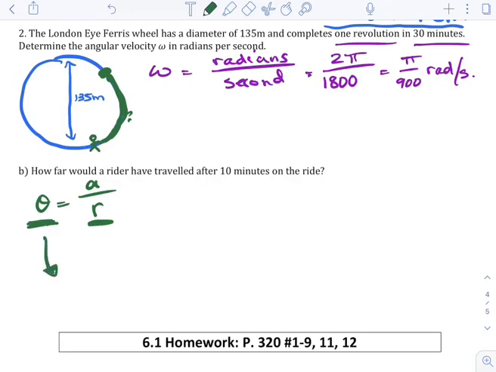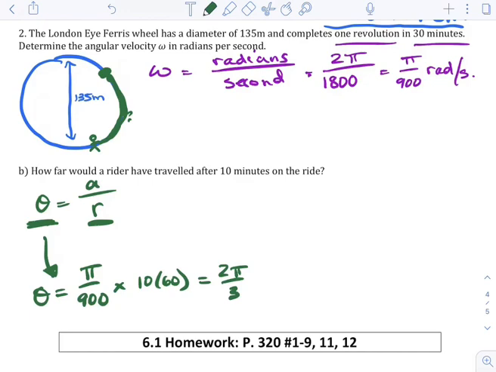So let's take our theta. Let's figure out what that is. So I know that in 1 second, we travel pi over 900. But I'm interested in 10 minutes. So in 10 minutes, there are 10 times 60 seconds. So when I put that in my calculator, I get 2 pi over 3 radians. That's our angle that we're dealing with. That's our theta that we're working with. So that's going to be the value that I plug in for theta.